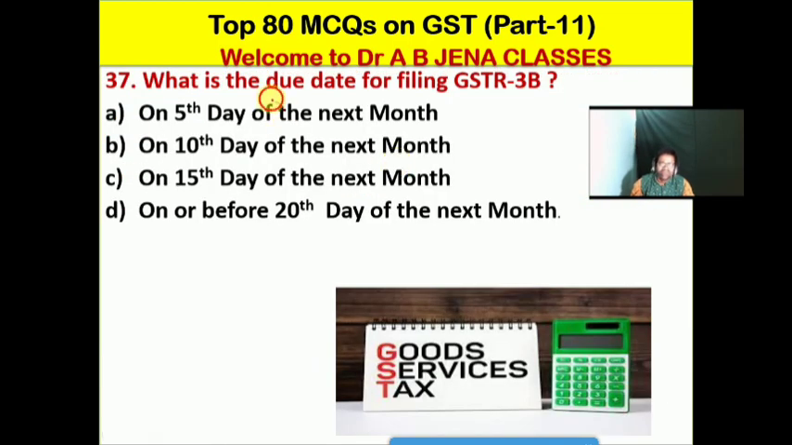So next one we will see: what is the due date for filing the GSTR3B? A, it's the 5th day of the next month; B, it's the 10th day of the next month; C, it's the 15th day of the next month; D, it's on or before the 20th day of the next month. Friends, so D is the right option for this MCQ.